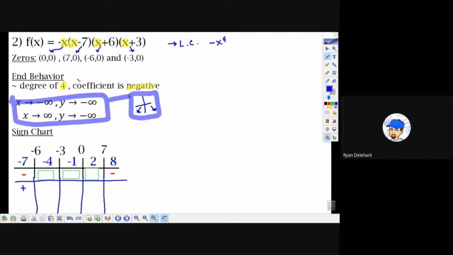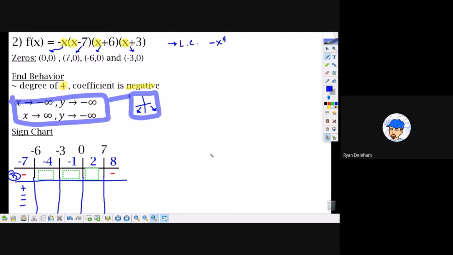Now, -7 minus 7 is a negative. -7 plus 6 is a negative. -7 plus 3 is a negative. And that works because we have an odd number of negative signs. So we do this, and this means that our graph is below. If you don't want to put another negative there and you want to write the word below or above when you're done, that might be beneficial because that's kind of our overall statement.